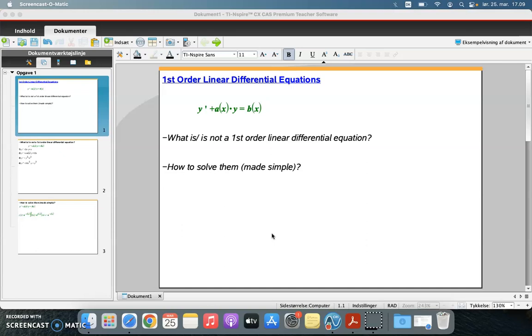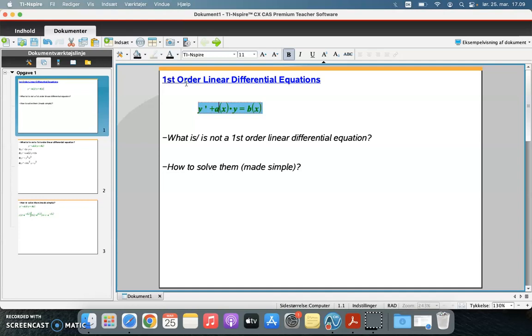Hi everyone. In this video, I'm going to go through what is a first-order linear differential equation and how to solve them. This here is the definition of a first-order linear differential equation.